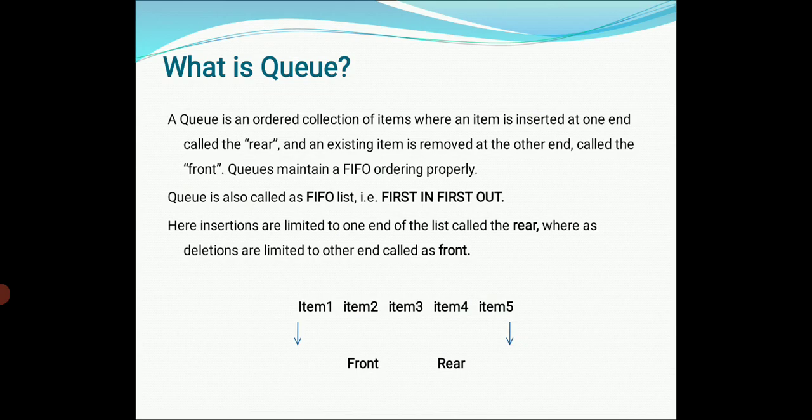So here is the diagrammatic representation. The items are inserted from one end, that end we can call the rear end. Item 1, item 2, item 3, item 4 and item 5 are all the elements, and they are deleted from the other end, that end we can call the front end.